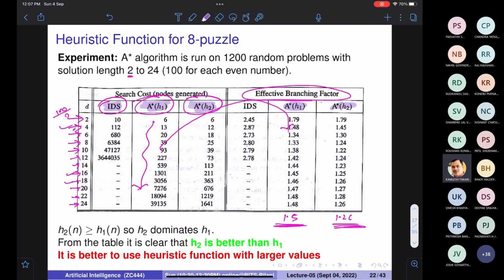Now, my question is, which method is better, H1 or H2? Just write one or two. Which heuristic method is better, one or two? Nobody is writing two. Okay. H2 is better, because it has the lesser value of branching factor. H2 is better than H1. It is also written. It is better to use a heuristic function with the larger values.